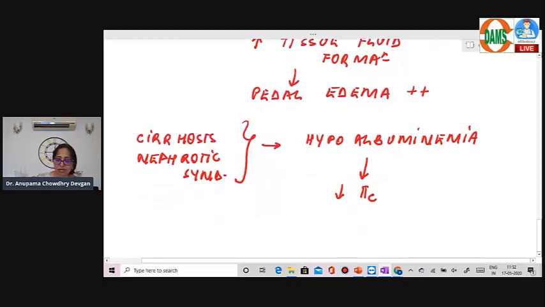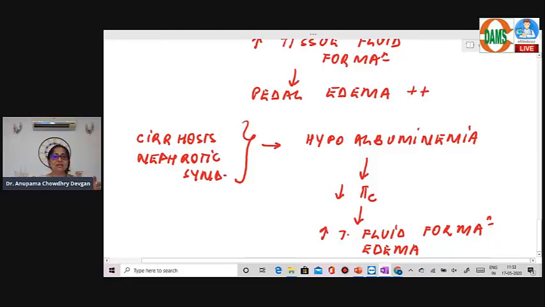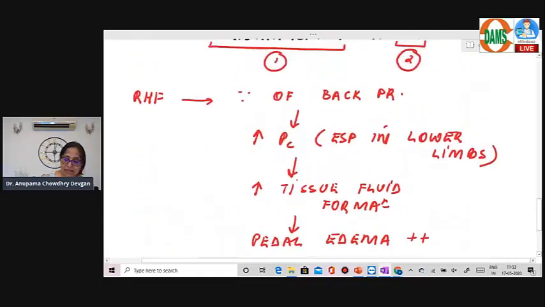And if there is a decrease in the colloid osmotic pressure, there is a decrease in the pull force. Again, there is an increase in the tissue fluid formation. So again, edema, isn't it? Both these conditions, cirrhosis and nephrotic syndrome, hypoalbuminemia, are associated with anasarca, isn't it? Because hypoalbuminemia reduces the colloid osmotic pressure, which in turn increases the tissue fluid formation, resulting in edema. Right? So please remember this.